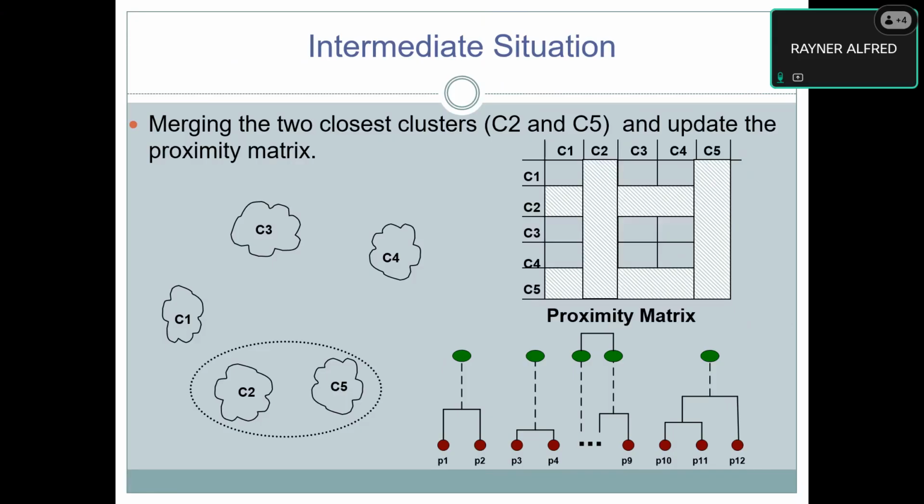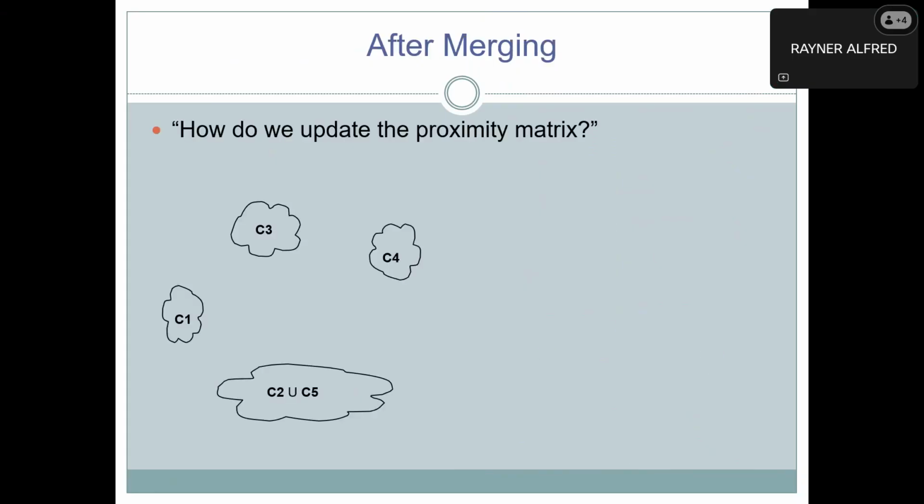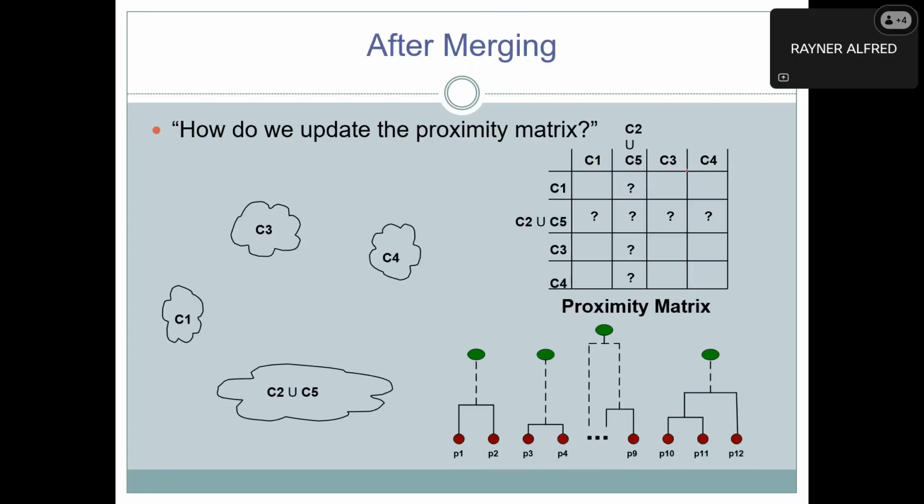And what happened to our matrix? Since we are combining C2 and C5, that means we need to find the center of this and then recompute again with the other distances. So now we have 4, then we need to compute the distance again. We'll keep updating the proximity matrix. So we will continue until we have one cluster. Okay. So how do we use this technique in clustering our documents?